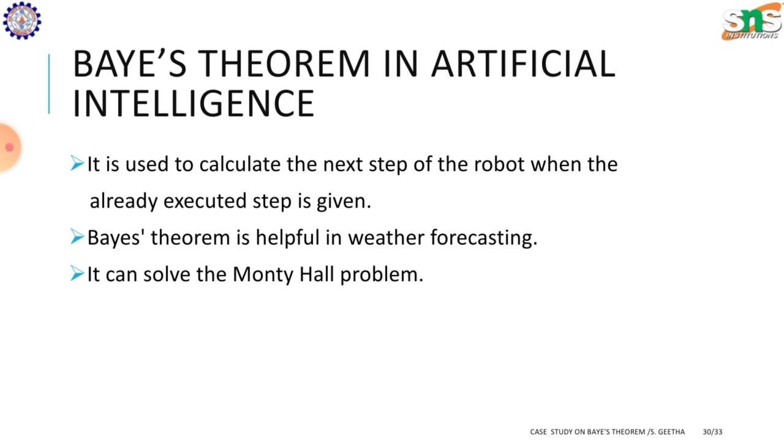Next, Bayes' theorem in artificial intelligence. It is used to calculate the next step of the robot when the already executed step is given. Bayes' theorem is helpful in weather forecasting. It can solve the Monty Hall problem.